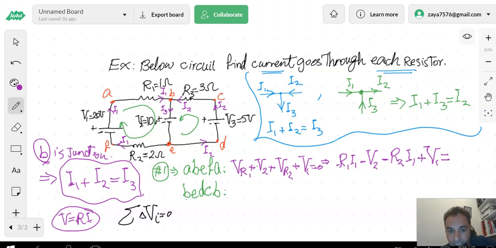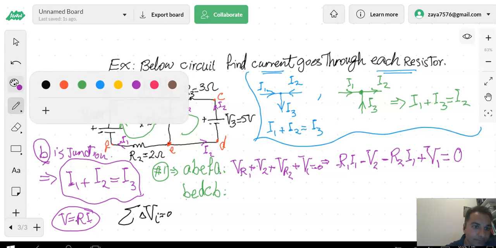Done. See, A, B, E, F, A. This is equal to 0. Done. Let me correct this one. Okay, that's fine. This is for the first circuit. Now let me go on to the second circuit. I go with black color.